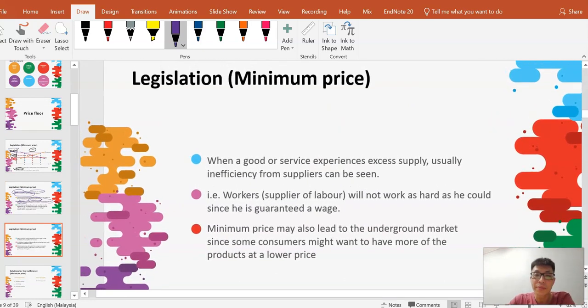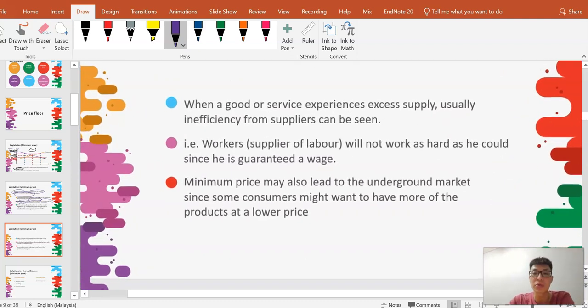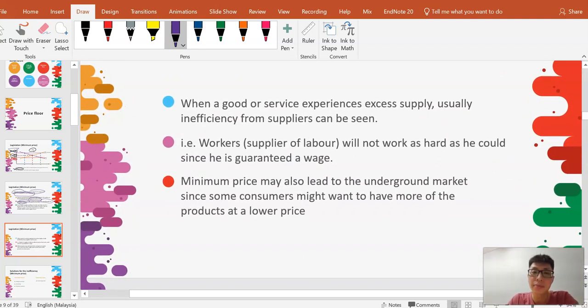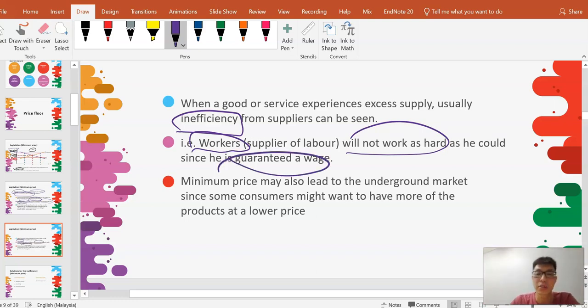However, I told you before, there will always be an indirect effect. An indirect effect is something that requires critical thinking, and you need to think about what you can see directly from the diagram. First thing you will see is it will lead to inefficiency from suppliers, right? If this were a labor market, the workers will not work as hard. They will tend to be lazy. They will tend to be slack because they are already guaranteed a wage. You no longer pay a worker based on their performance. You're paying them based on the law. How many of you actually will work harder if the law already stated how much you should be paid, right?